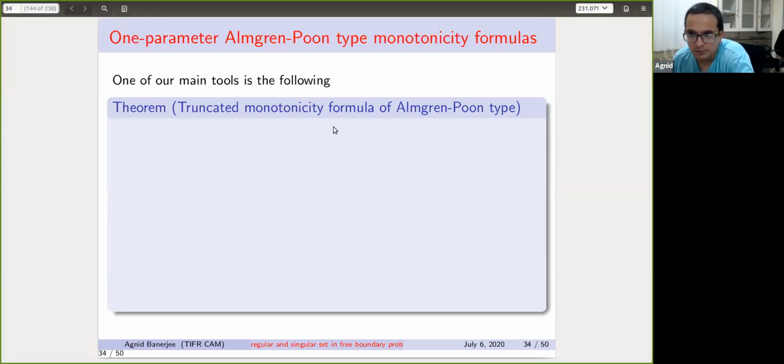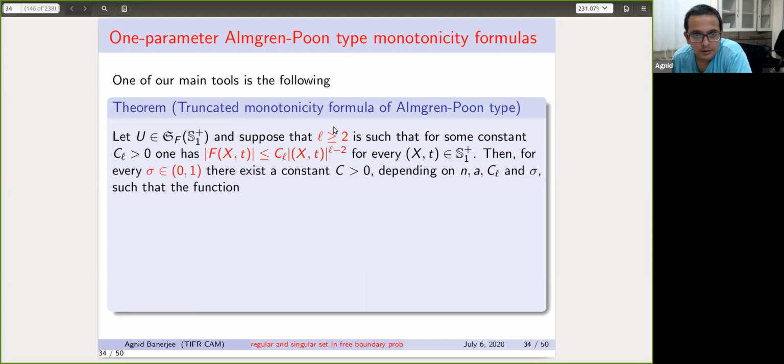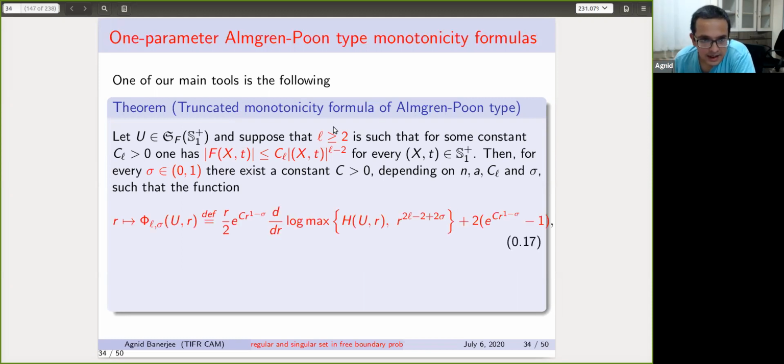It's a truncated one because you have a right-hand side. So if the right-hand side decays at a certain rate, then if you look at d by dr of log of max of H of r and this quantity, plus something which has a limit as r goes to 0, this quantity is monotonically non-decreasing. So in particular, this has a limit as r goes to 0.